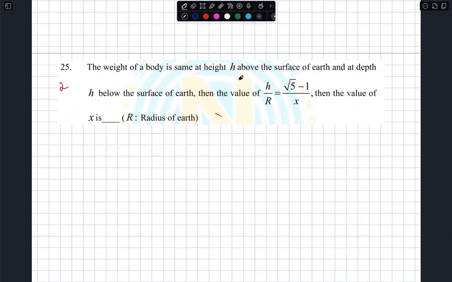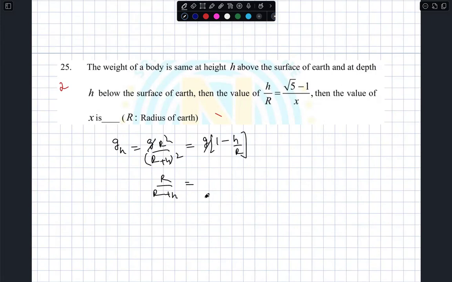The weight of a body is the same at a height h above the surface of the earth and at a depth h below the earth. Hold on. It's like g_h is g R square by R plus h whole square, which is the same as g times 1 minus h by R. Right. So R by R plus h is equal to under root 1 minus h by R.